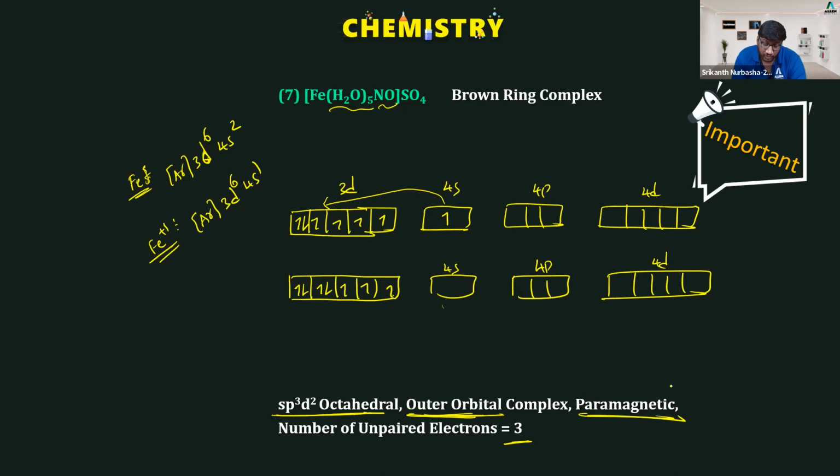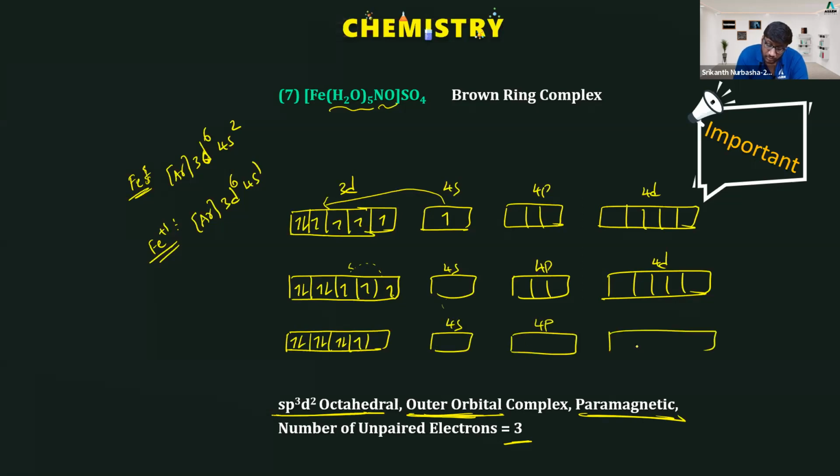But you may argue, sir, why are you not pairing up this electron? If it paired up, what will happen now, students? Out of 3 unpaired electrons, 1 unpaired electron got paired with another. So you have only 1 unpaired electron in the 3d now.